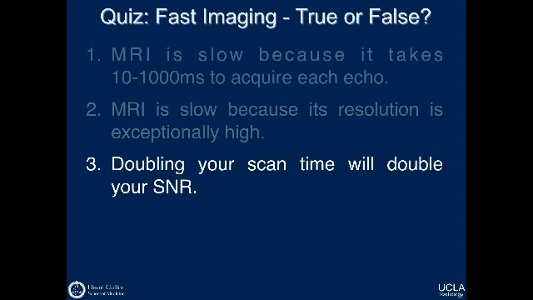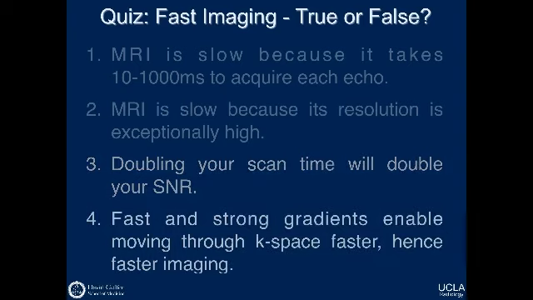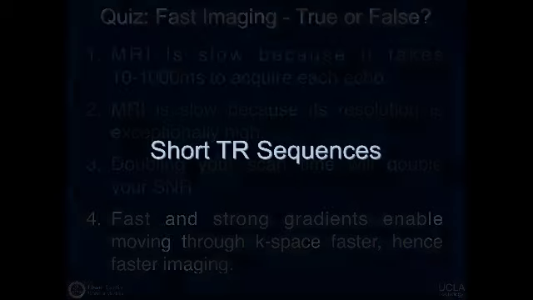Doubling your scan time will double your signal to noise. False, right? So you have to quadruple your scan time to double your signal to noise. And the last one is fast and strong gradients enable moving through K-space faster and hence faster imaging. True, right? We want fast and strong gradients. And again, I think that's largely maxed out at this point in terms of what the systems can do or will be able to do. But they do help us move through K-space more quickly.